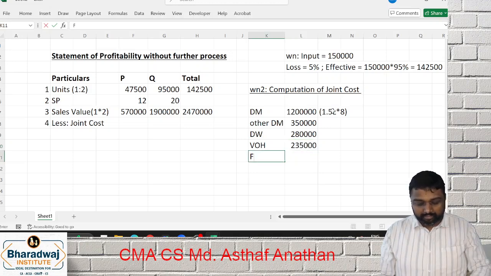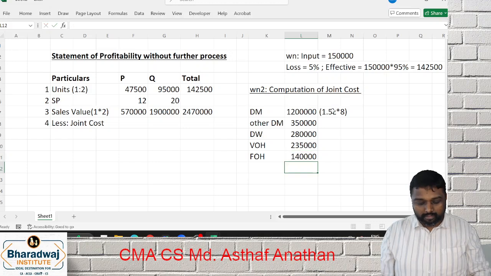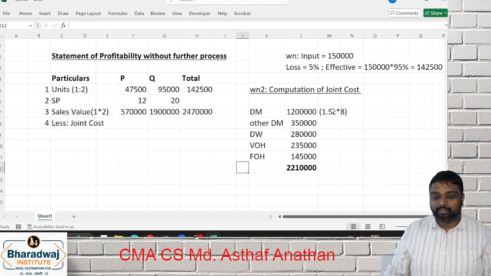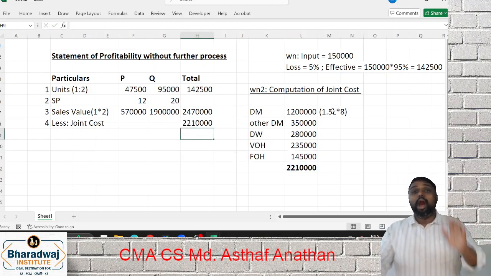Next, yes, 1 lakh. Total amount is what? Now tell me how to apportion.